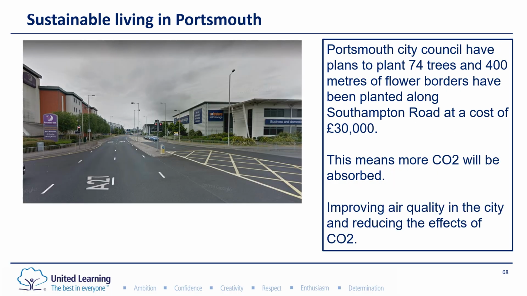In addition, sustainable living in Portsmouth looks at creating green spaces. We've mentioned it already, but 74 trees being planted along Southampton Road. This means that more CO2 is going to be absorbed, hopefully increasing air quality in Portsmouth and reducing lung diseases.